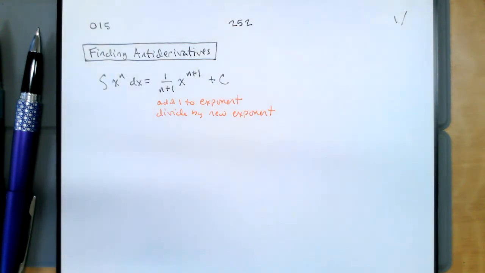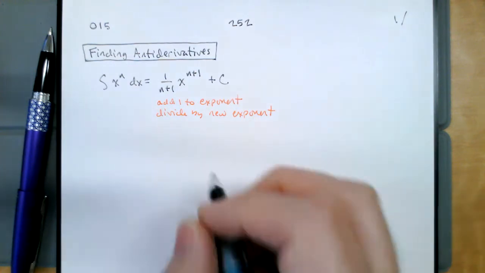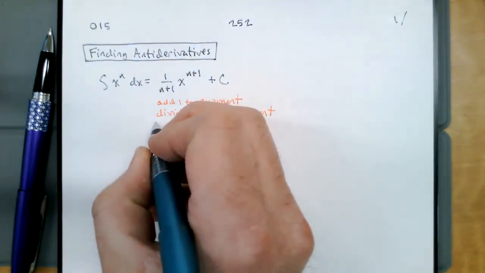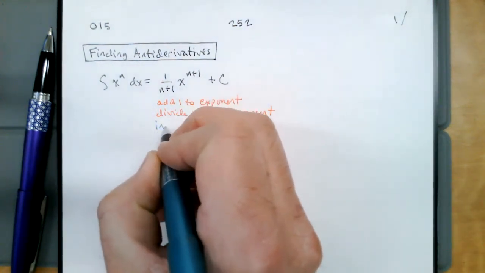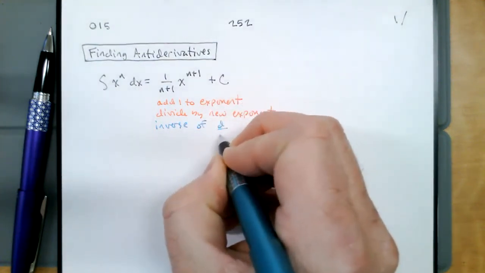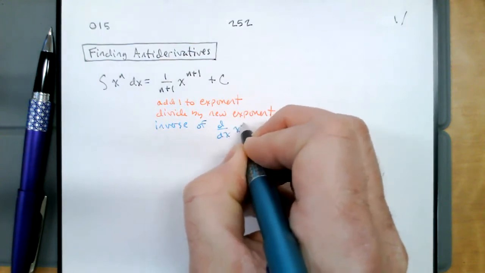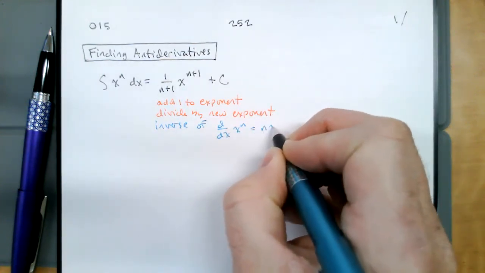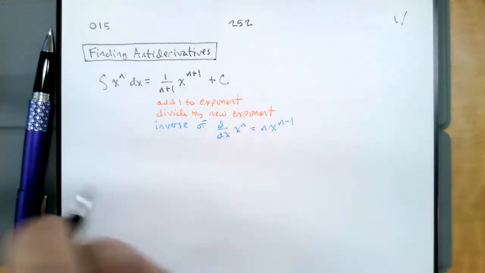In derivatives, we lead with multiply by the exponent. So the last step in antiderivatives is to divide by the new exponent. So this is just the inverse of the derivative rule, the derivative of x to the n is nx to the n minus 1.